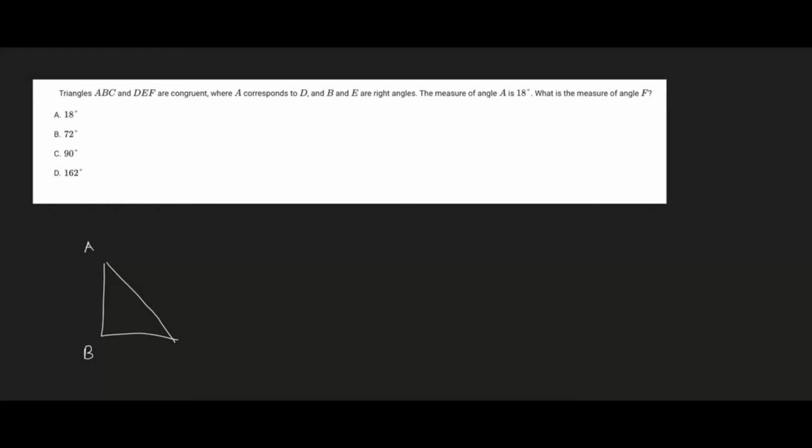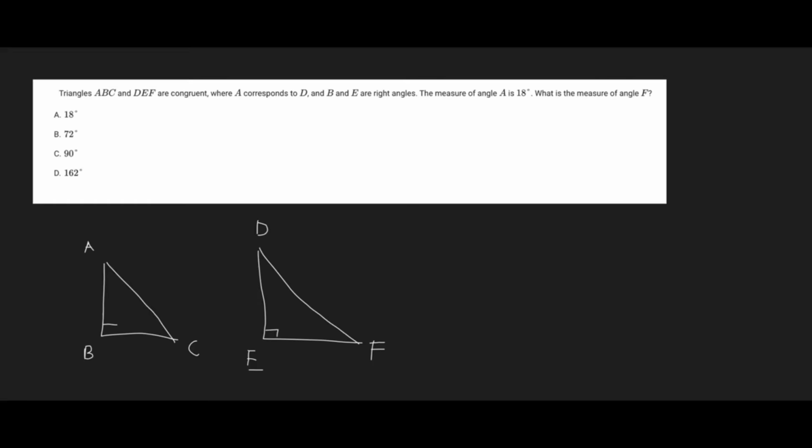And then call this one C. And we'll do the same thing, and these are congruent triangles, so they're not really the same size here, but just imagine they are. All right, so E is the other right angle. So this one's D, and this one's F. Yeah, let's mark those right angles in there. It's pretty messy.